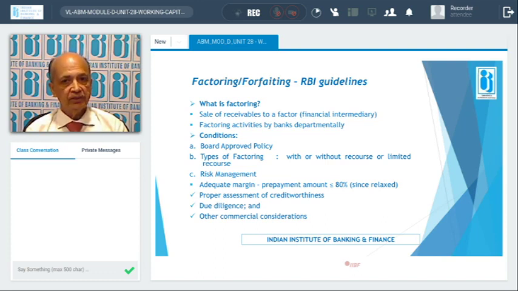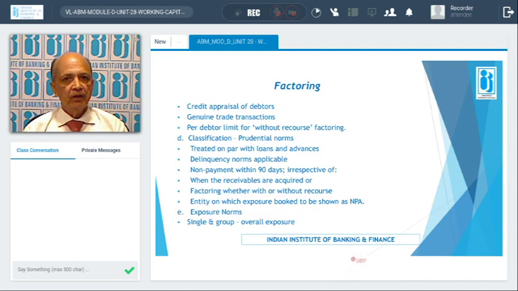Now, due diligence, as we said, should be carried out in all ways. That is the person behind the unit, then properties and other things, papers and other things. Due diligence is to be carried out, along with other commercial considerations. Based on these things, the margin can be relaxed.